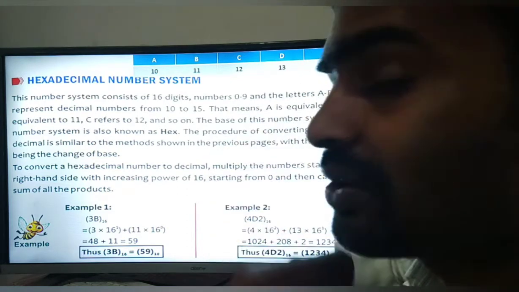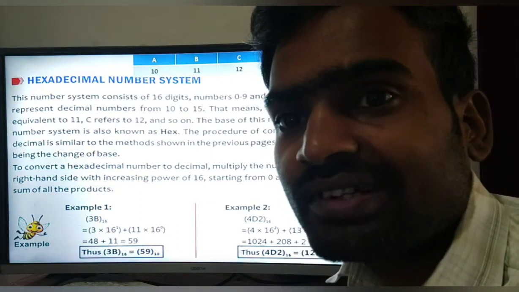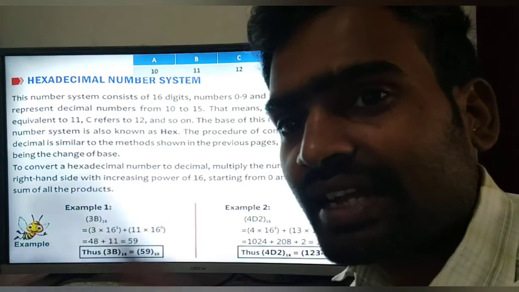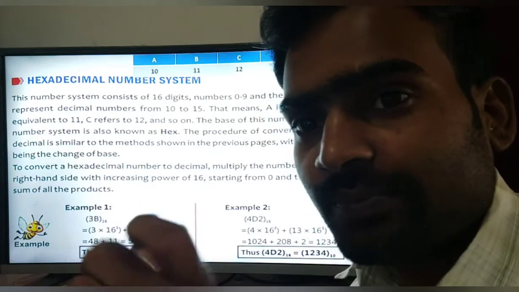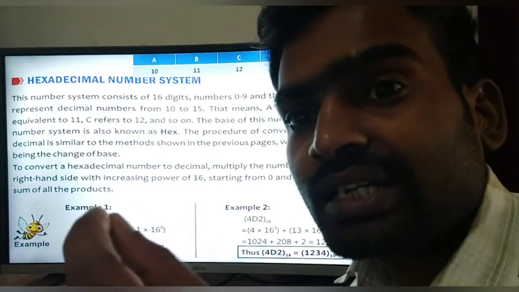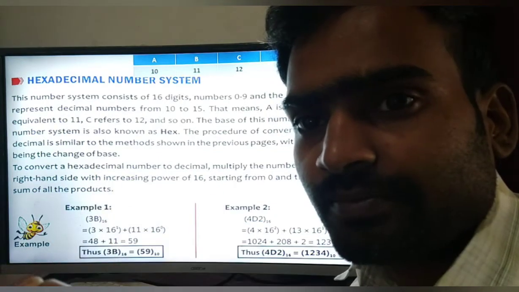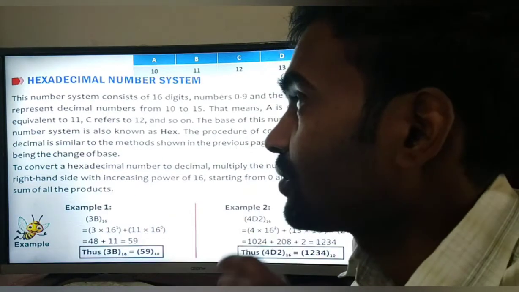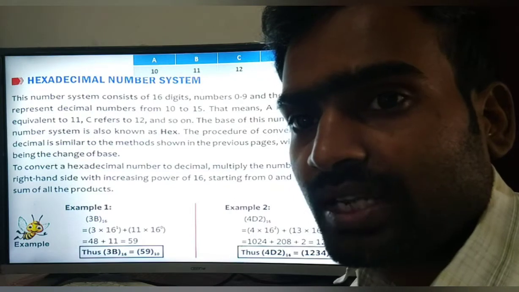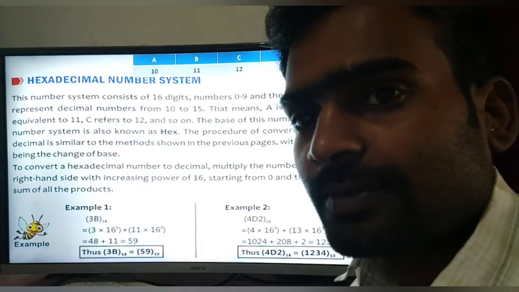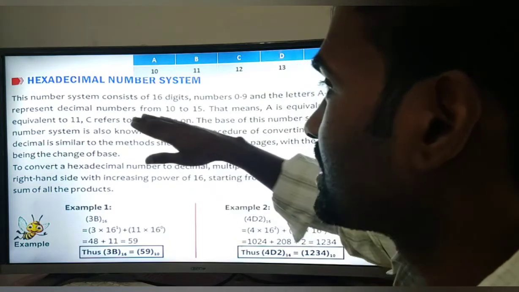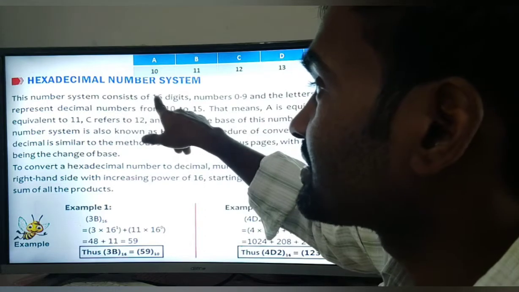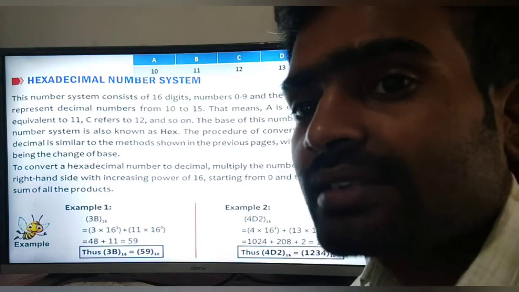How many numbers are there from 0 to 9? We know we have 10: 0, 1, 2, 3, 4, 5, 6, 7, 8, 9. If we count them, you get 10 values. That is decimal, but here we are going to learn hexadecimal, hexa plus decimal. The decimal number system has 10 digits, but hexadecimal consists of 16 digits. How? We are going to add 6 more digits.